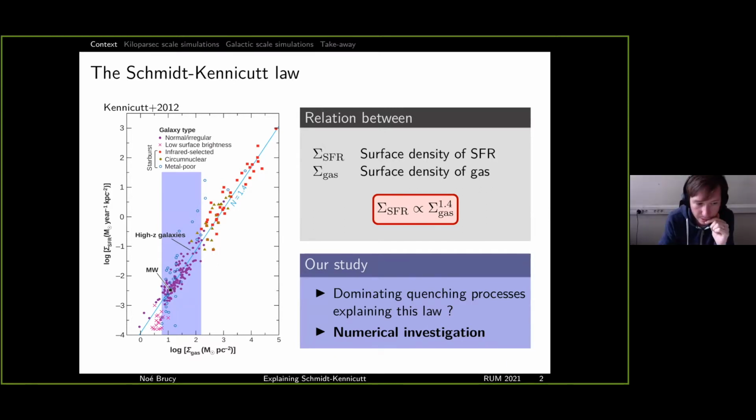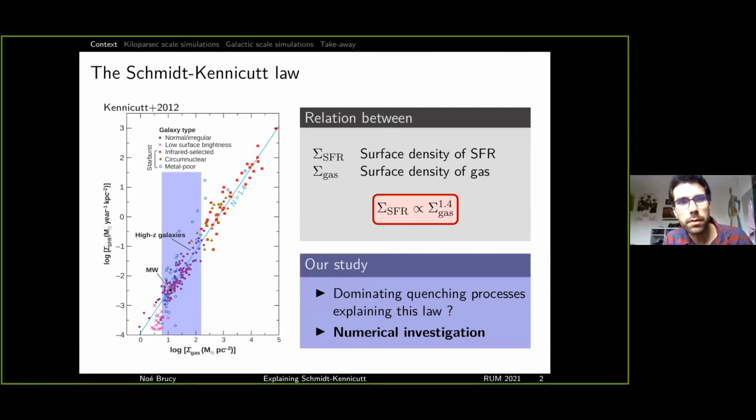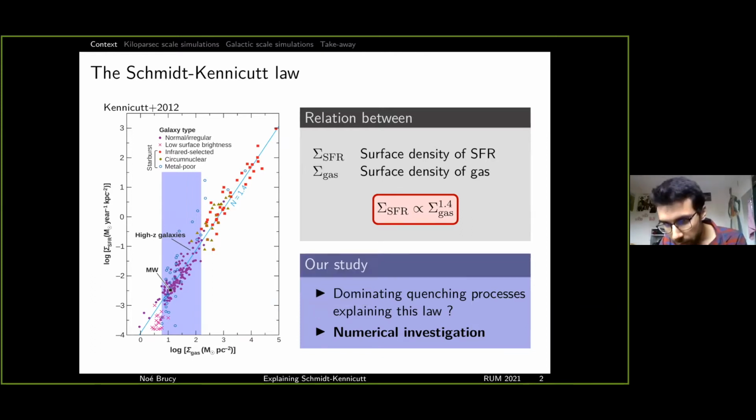Noé? Yes? So, something has changed in your microphone. Your voice is very quiet. Is that better? Yeah. Okay, sorry. So where we're at, yes. And to try to get a better understanding of the Schmidt-Kennicutt law for this range of galaxies. Sorry, it's happened again. We can barely hear you. Why it is so, I don't know. I will try to check this.